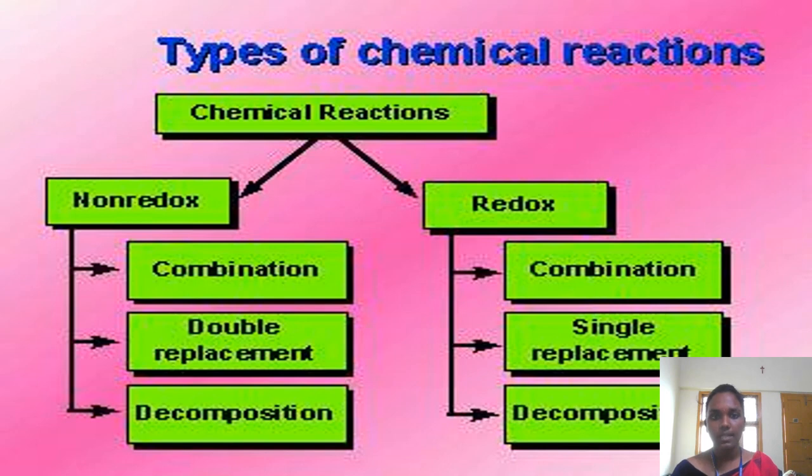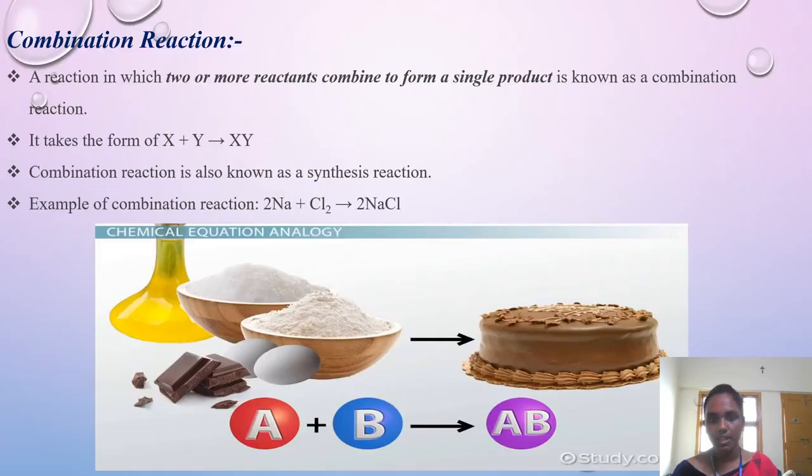And next, types of chemical reactions. Chemical reactions are classified into non-redox and redox. Non-redox reactions consist of combination, double replacement, and decomposition, whereas redox reactions consist of combination, single replacement, and decomposition. A combination reaction is nothing but the combining of two or more reactants to form a single molecule. Here, A plus B forms AB.